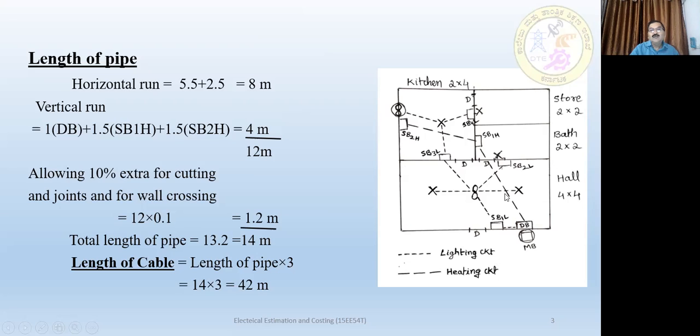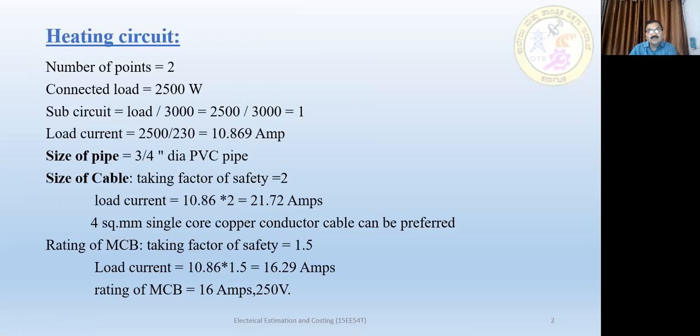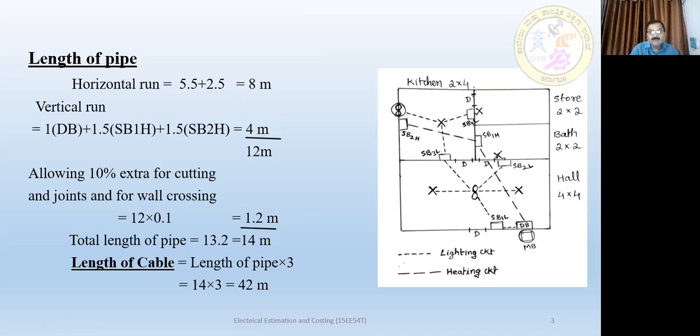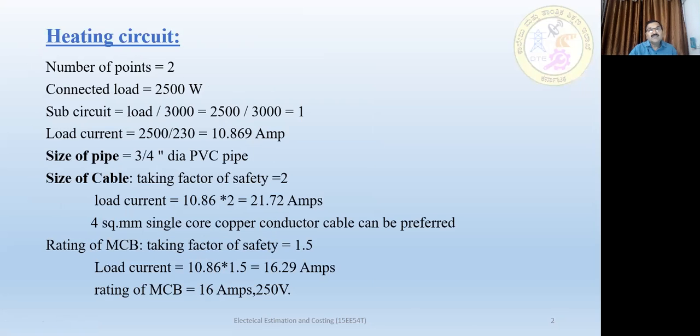Now we have calculations like this, number of points. As I showed you, one point is at the bathroom and the other point is at the kitchen. Total 2 points we have. Now connected load. One point is having 1500 watt and the other is having 2500 watt as in the given problem. So total connected load becomes 2500 watt.